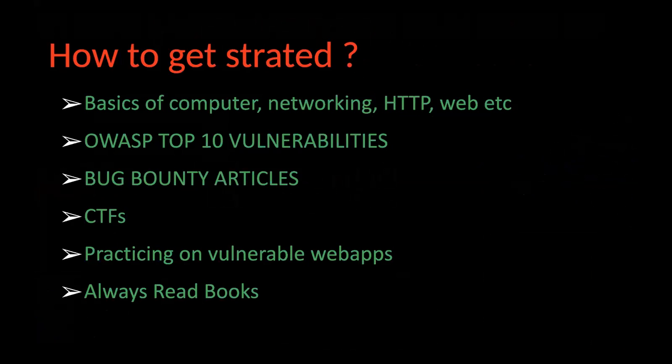Then how to get started? Before getting started, we have to have the basic knowledge of computer network protocols like HTTP and all. Then web applications, how the web works, and all the things. We have to get the basic knowledge. Then we also have to go through the OWASP top 10 vulnerabilities. OWASP is an open source community. They list the top 10 vulnerabilities every 4 years.